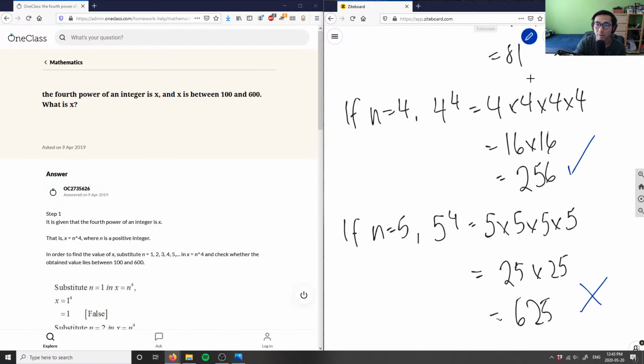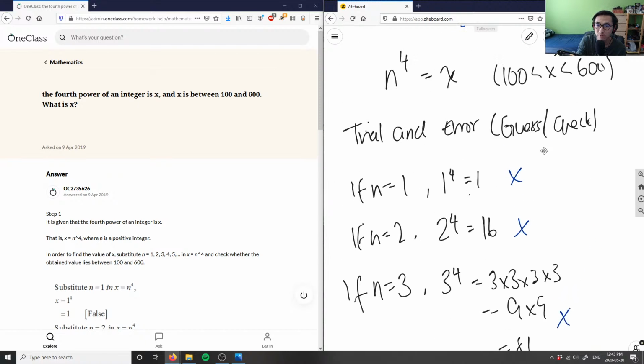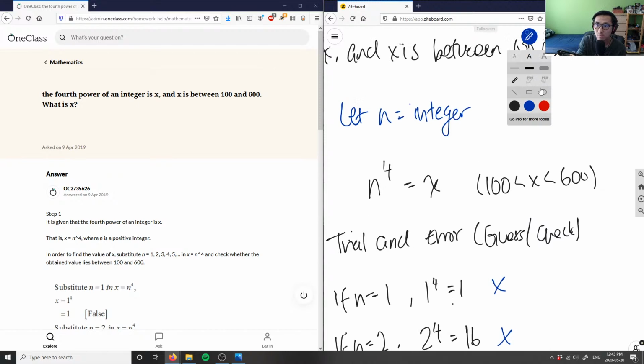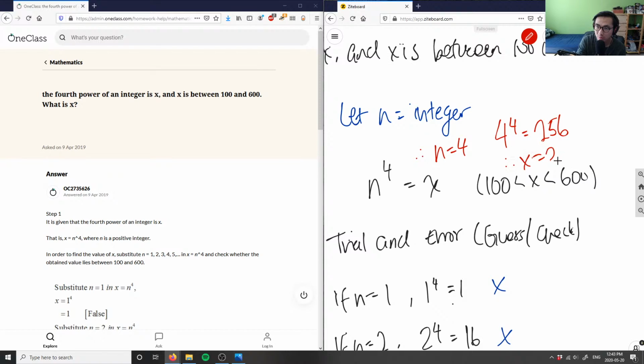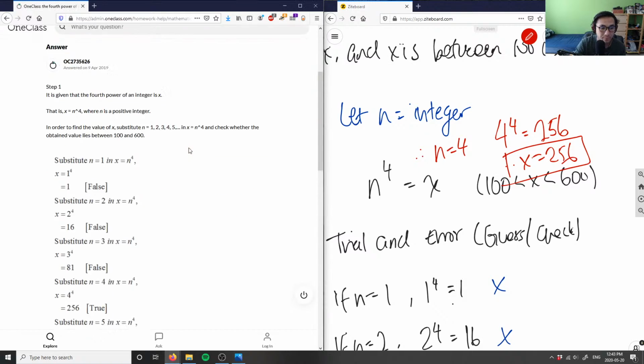So therefore, my integer n equals 4. So 4 to the power 4 is 256. Therefore, x would equal 256. And this is my answer for this problem.